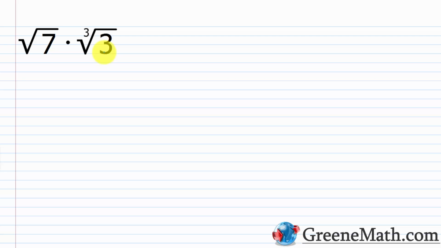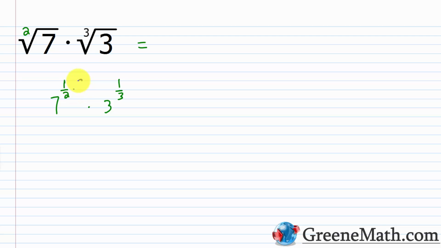What you have to do is find the least common multiple between the indexes. So if this is a 2 and this is a 3, the least common multiple is 2 times 3, or 6. So I'm going to write this in exponential notation to make it really easy. So this is 7 to the 1/2 power times 3 to the 1/3 power. And all I'm going to do is write this with a common denominator, okay? The common denominator is going to be a 6 because that's going to be my common index.